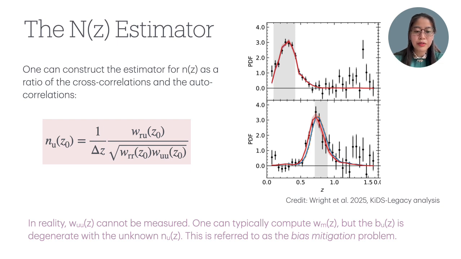Here I'm showing an example from the KiDS legacy analysis where the clustering-z measurements are shown in black. The blue line, which almost overlaps with the red line, is the n(z) coming from photometry alone, and the red curve on top is the combination of the two. In the top panel, the two agree very well, which means you've done a very good job of calibrating your redshift distribution. On the bottom, on the other hand, you can see that clustering-z is able to correct any bias that you have in your photometry-only estimation.